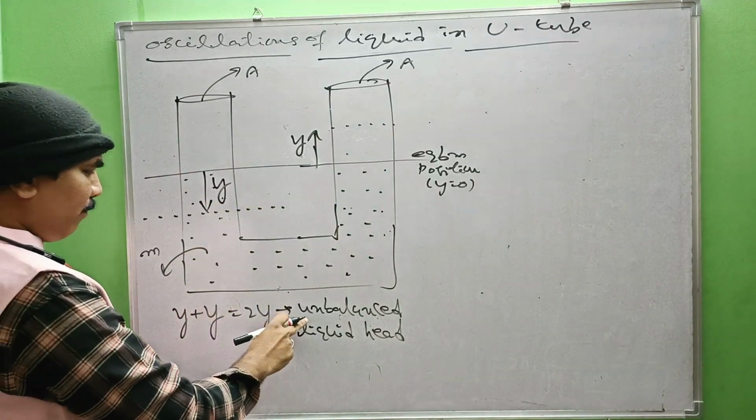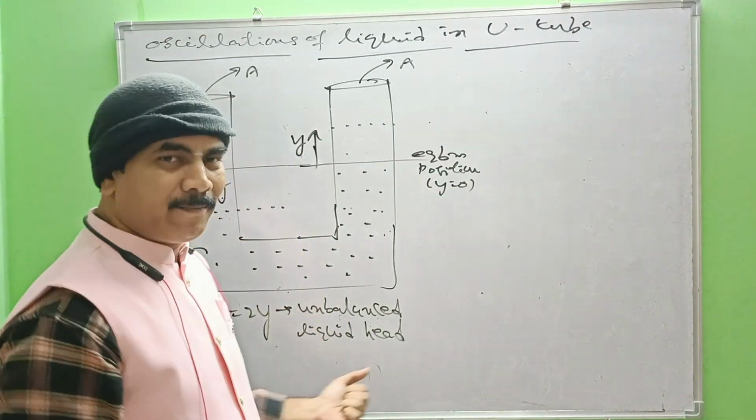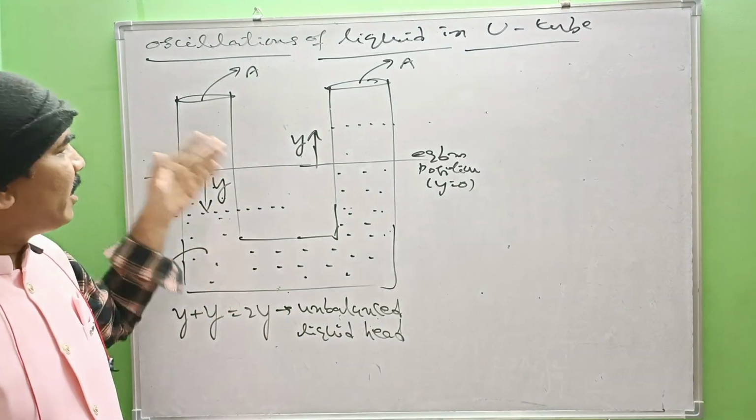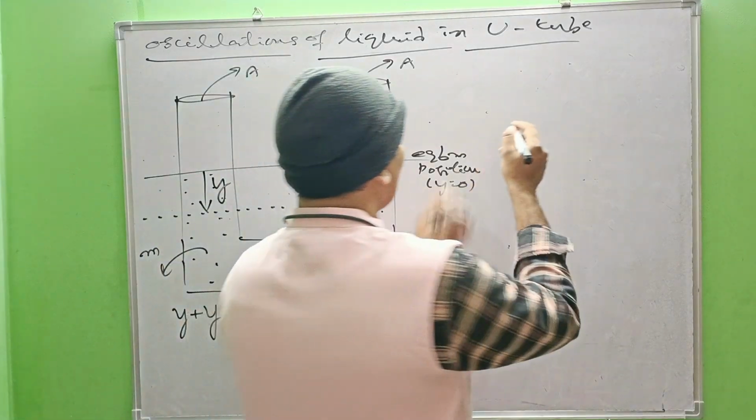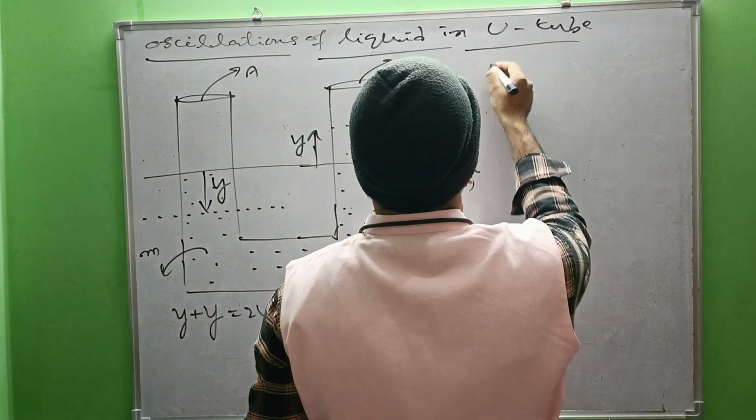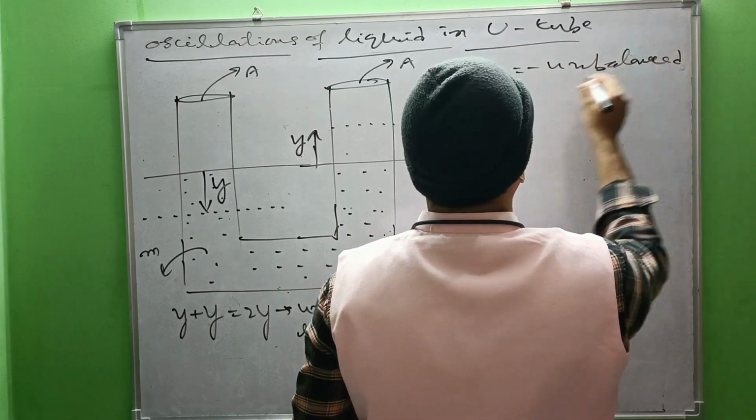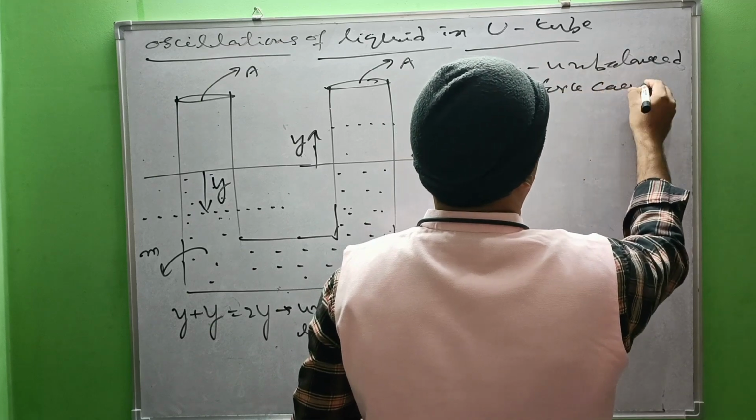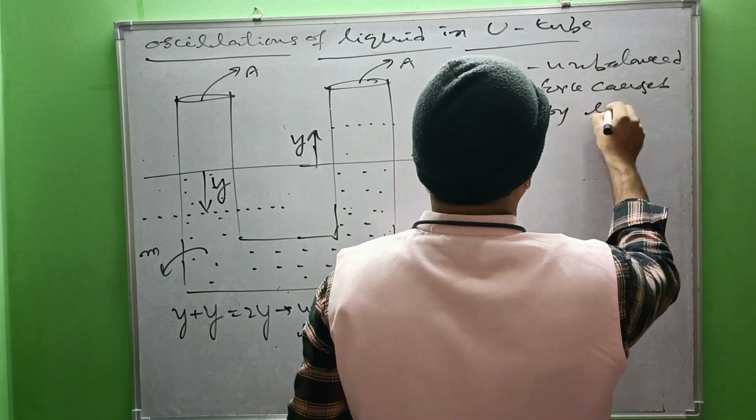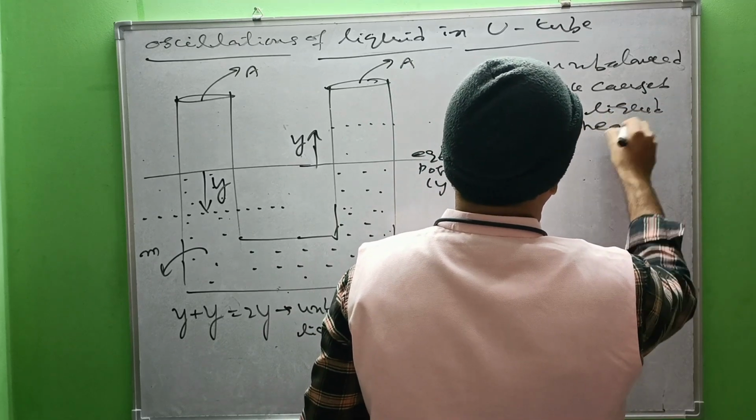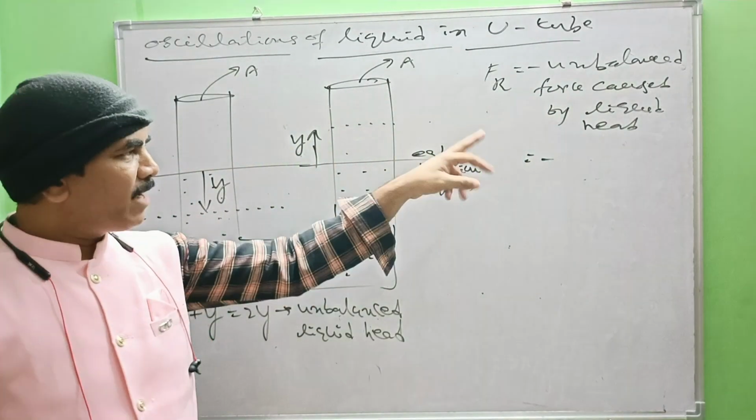Why? Through an unbalanced liquid head 2y, right? So here 2y, the unbalanced liquid head, causes a restoring force on the remaining portion of the liquid. So what is the unbalanced force here? F restoring equals minus of the unbalanced force caused by the liquid head, right? That is Fr equal to minus. What is the unbalanced force caused by the liquid head here?